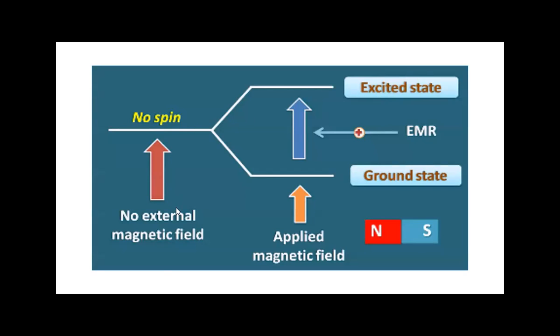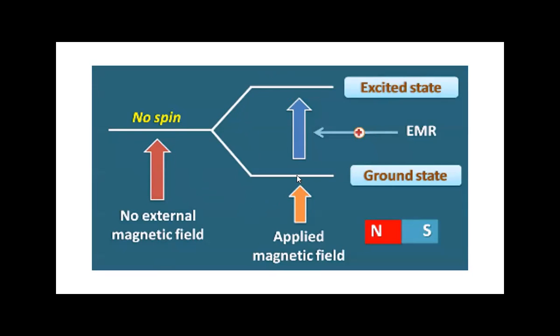When there is no external magnetic field, we have only one spin. When we apply a magnetic field, it can split into two states: one is the ground state and one is the excited state. So at first, the nuclei stay in the ground state.